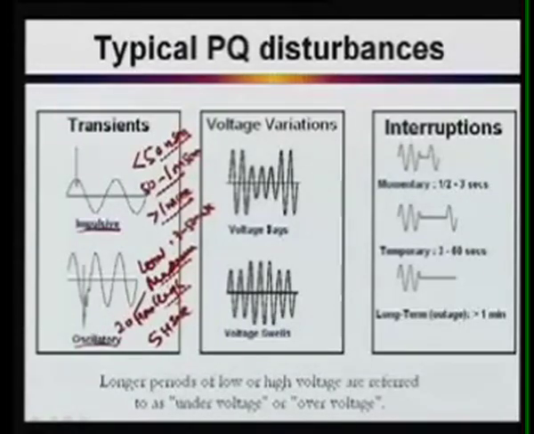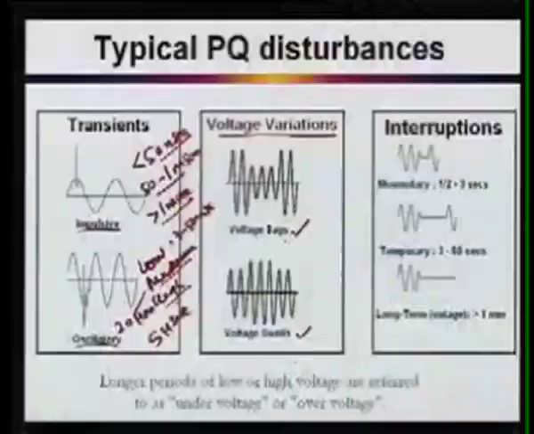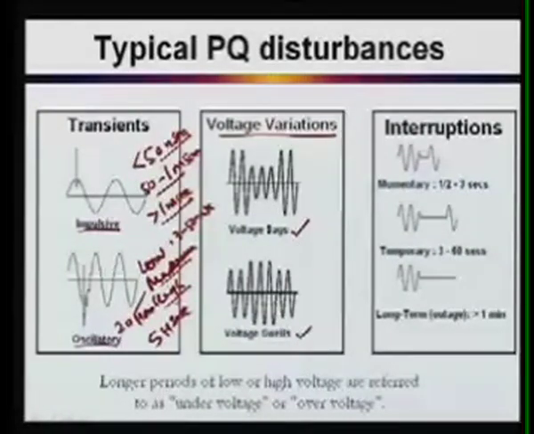Another PQ disturbance is voltage variations. Voltage variation can be divided into two: voltage sag or voltage swell. A sag means there is a reduction in the voltage, a voltage dip. This is also known as voltage dip or voltage sag, and the other is voltage swell. You can see from this figure, till here it is okay, and suddenly the voltage magnitude is increased and then it is reduced here.